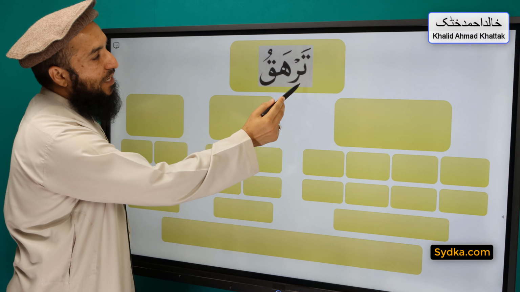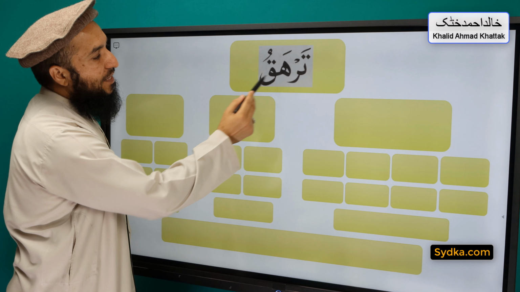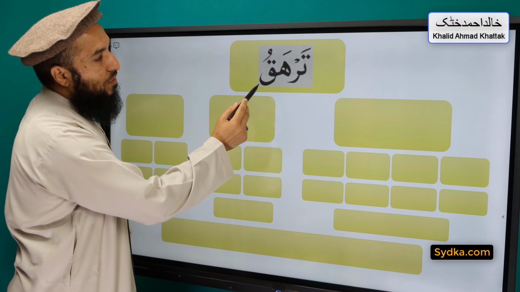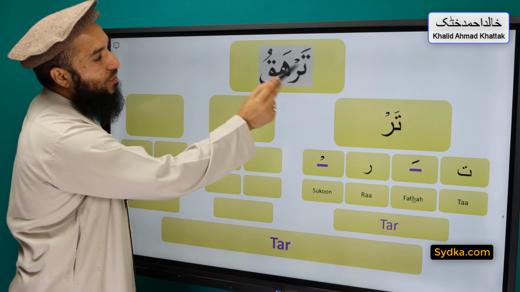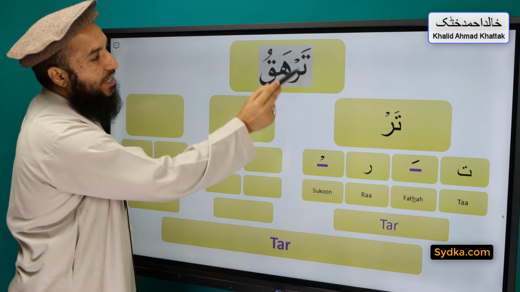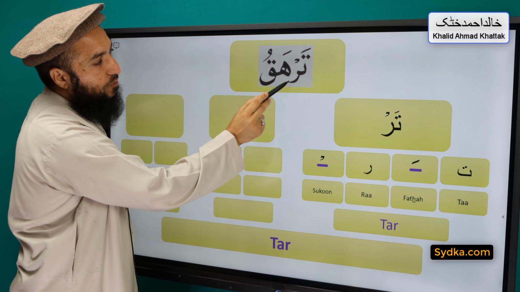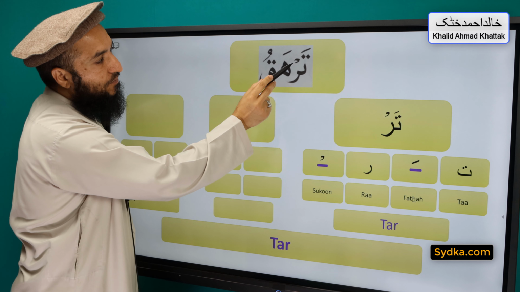The next word we have is tarhaqu, and it can be divided into 3 syllables. The first one is tar, the second one is ha, and the third one is qu. So the first syllable we have is ta fatha ra sukoon tar. Ta is a light letter, it has fatha on top of it, it is followed by ra. Ra is heavy in this case, and it has sukoon on top of it.